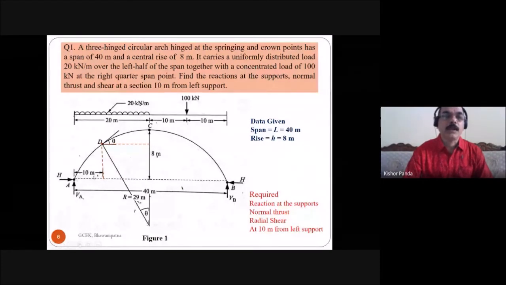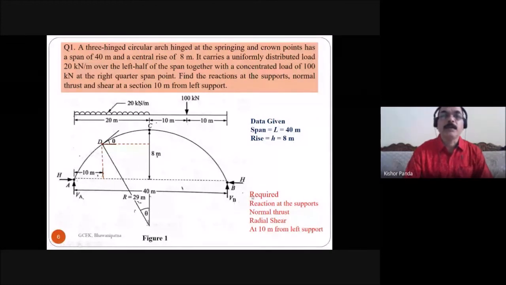This is the 3-hinged circular arch and this is the loading. For the left half, there is a UDL of 20 kilonewton per meter over 20 meter length. And on the right side, there is a 100 kilonewton load at the quarter point, that is 10 meter from the support B, because the span is 40 meter and the rise is 8 meter. This is the given data.